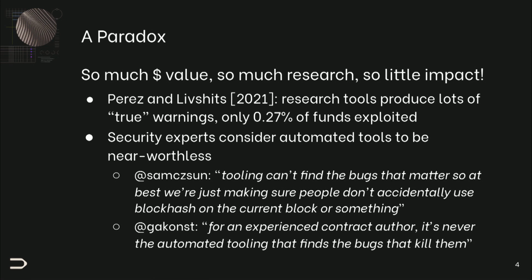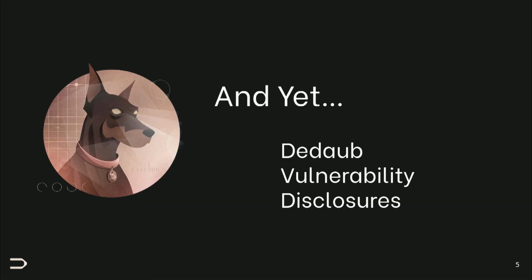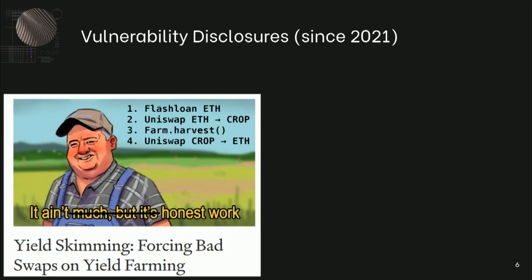You will see top security experts in the space, and they will say very reasonable things, such as, if you have an analysis tool, it can't find the bugs that matter. At most, they will just catch some details. Or if you're an experienced smart contract author, you will never have automated tooling help you too much. And these are all very defensible positions. Yet, I think there are some counterexamples, and we've had some counterexamples in our experience in the past couple of years.